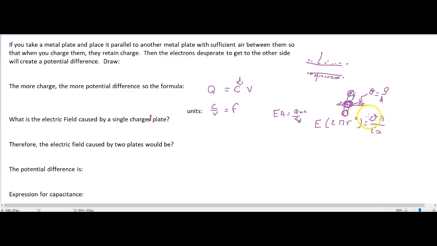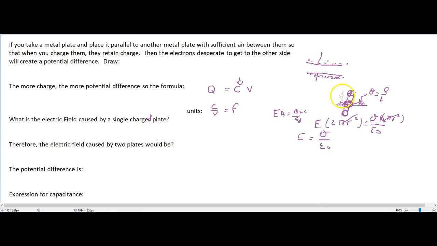Now again, all this should be review, but it might not be. And the area of that circle, by the way, is going to be pi r squared. These pi r squared terms are the same, so they cancel out. And so like we got in the last chapter, the electric field formula for a single plate is going to be sigma hat, again charge per unit area, over E naught.